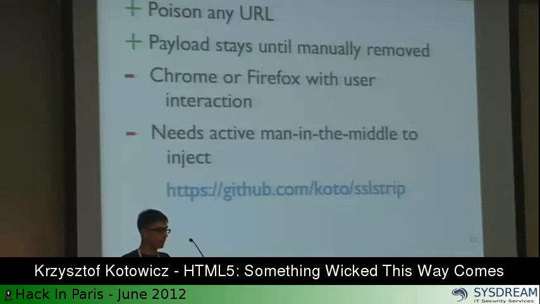So if you want to clear the cache and stay safe, do it after disconnecting from the Wi-Fi access point that you suspect is doing some harm to you. Of course, it needs an active man in the middle to inject. You can try this technique with the fork that I made from SSL strip with added tampering with the application cache.